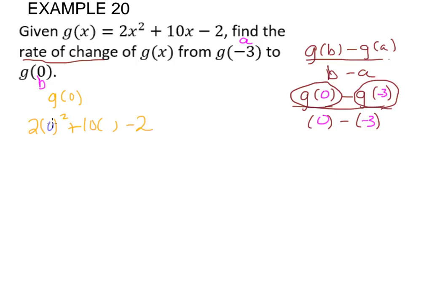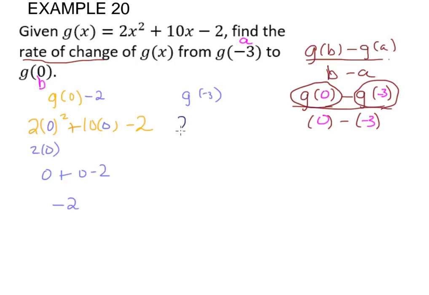All right, so we plug in 0. 0 squared is 0, times 2 is still 0. 10 times 0 is 0 minus 2. So we get -2. Now let's find out what g of -3 is.